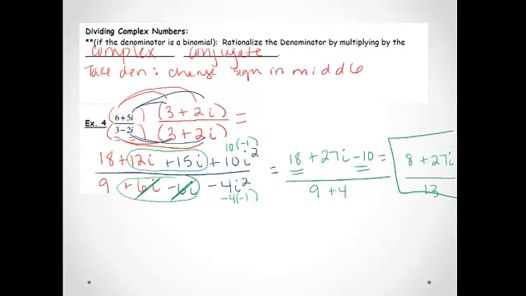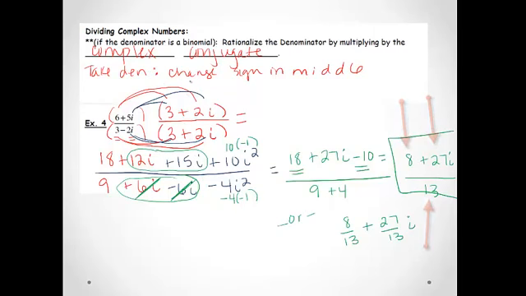So we can leave it this way because I can't reduce these by the same number. But I'm going to have an "or": I could write it as 8 over 13 plus 27 over 13i. If I could reduce all of these by the same number, let's say I could divide 8, 27, and 13 all by 2, then I would need to do that.